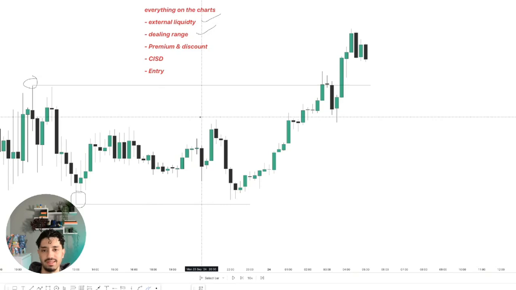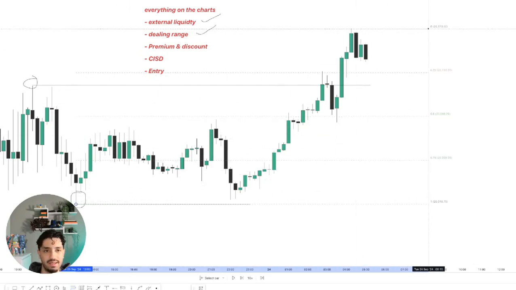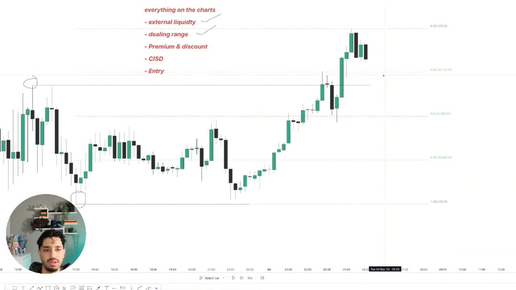And now what is the next thing we do? Well, we map out our premium and discount. So this is the lowest low right here, and this is the highest high that's made right here. And what are we looking for? Well, we are looking for the market to trade lower and close below 0.25. Once we close past 0.25, then we wait for a change in the state of delivery.